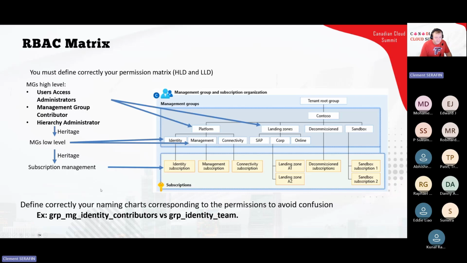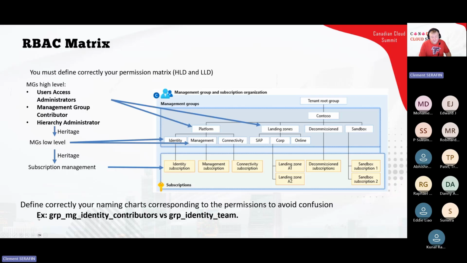So I said, okay, I'm Clément. I have my group, so I can be contributor on the identity subscription. I have one group. Please try to define your naming chart correctly. It's important and avoids confusion. When I have my group, which is done, I can implement PIM for groups.